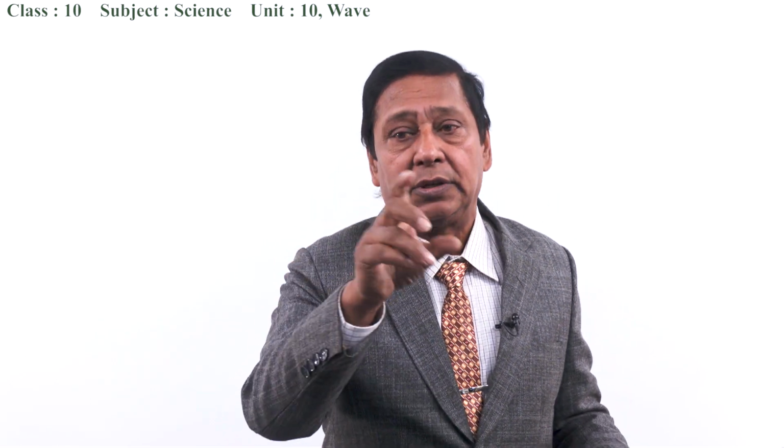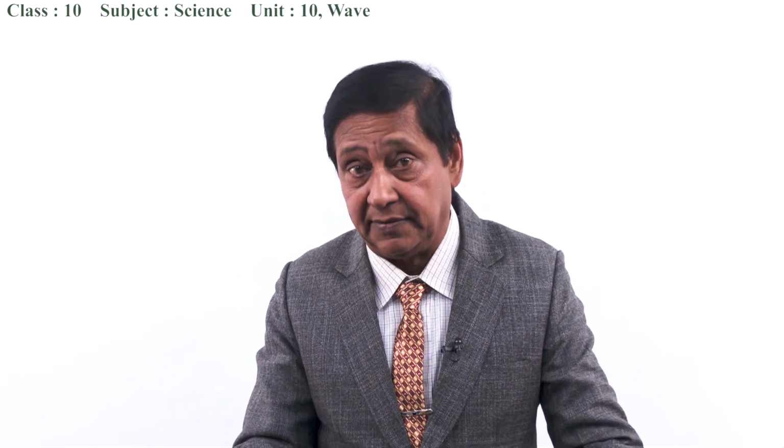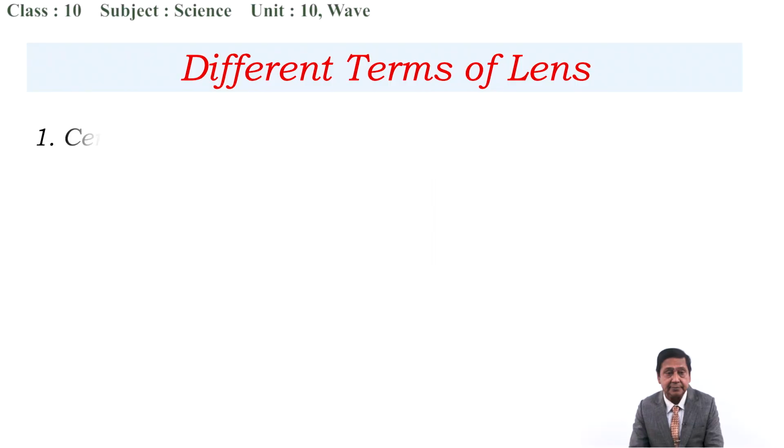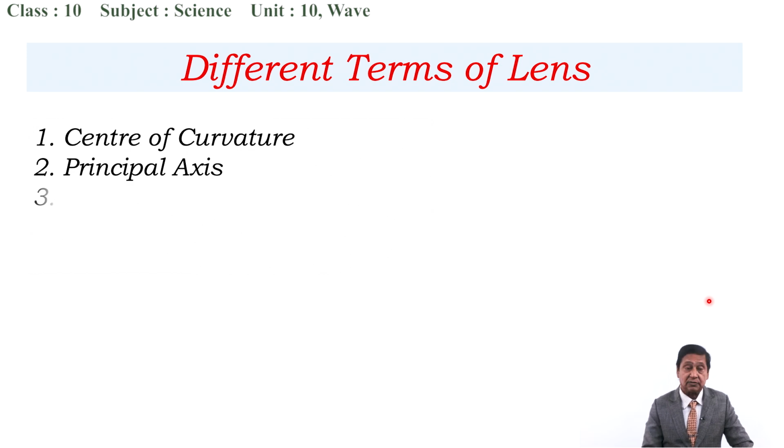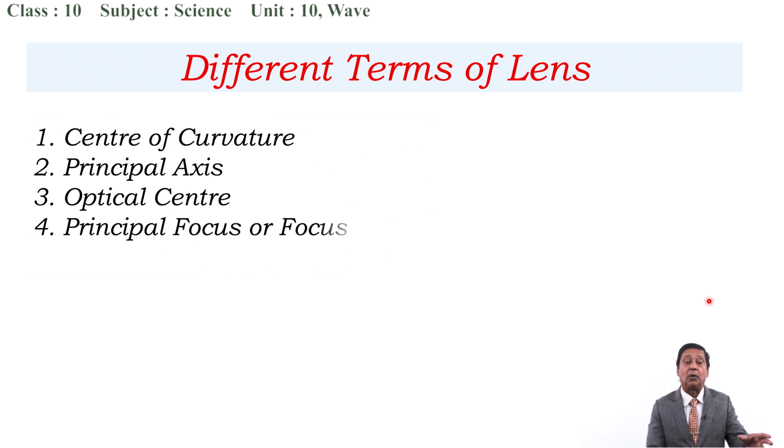In the same way, whenever we have to draw the image which is formed by concave lens or convex lens, at that time we have to go through certain terms. So first we must have clear idea about these terms, then we will be comfortable in the study of the convex and concave lens. Let's have those terms. What are these? Number 1, center of curvature. Number 2, principal axis. 3, optical center. 4, principal focus, and usually we say just the focus only.